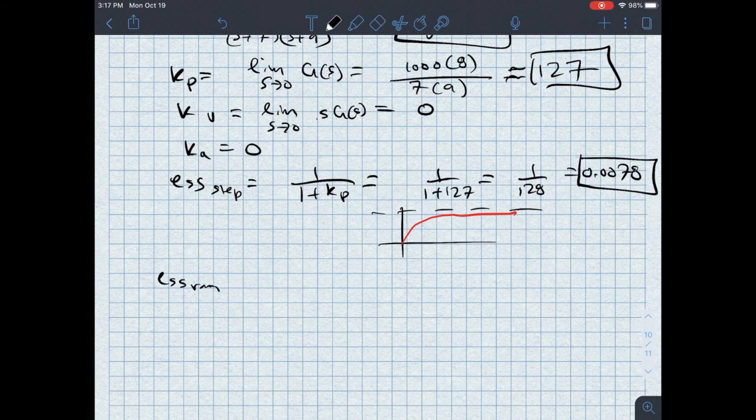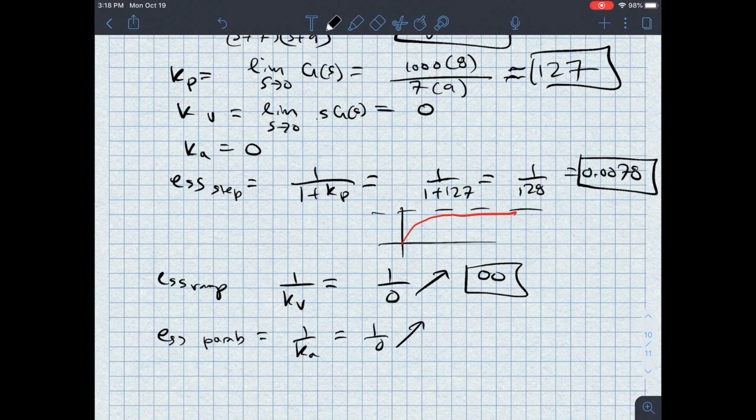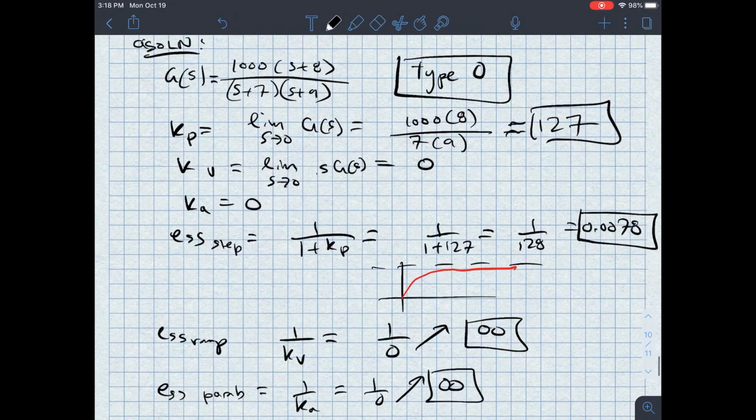ESS for a ramp, I've got 1 over Kv, which is 1 over 0, which trends towards infinity, and ESS for a parabolic is 1 over Ka, which is 1 over 0, which trends towards infinity. Now I've got my answers.